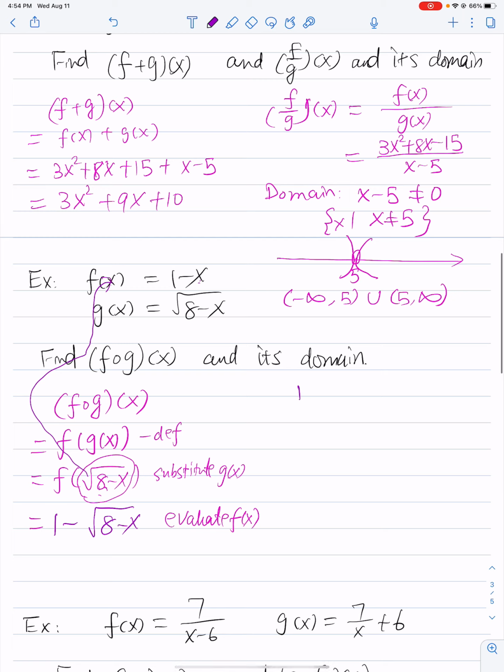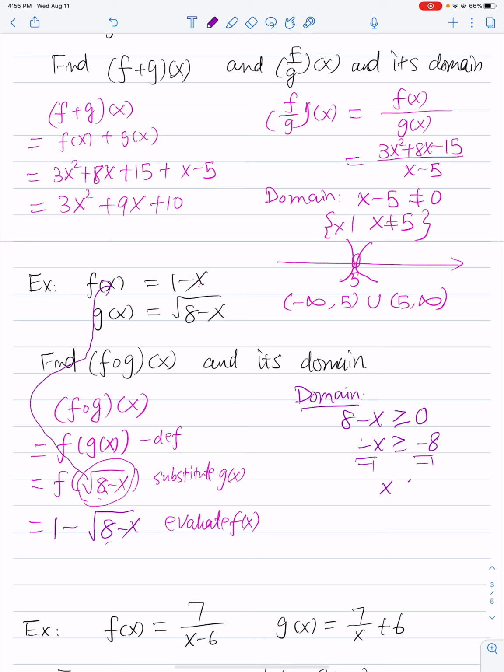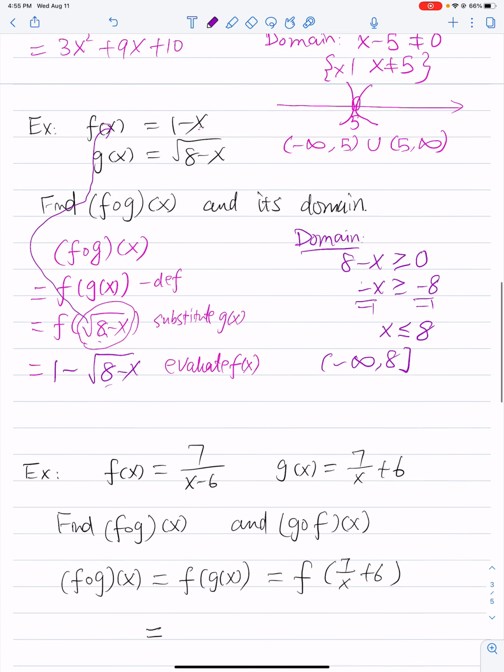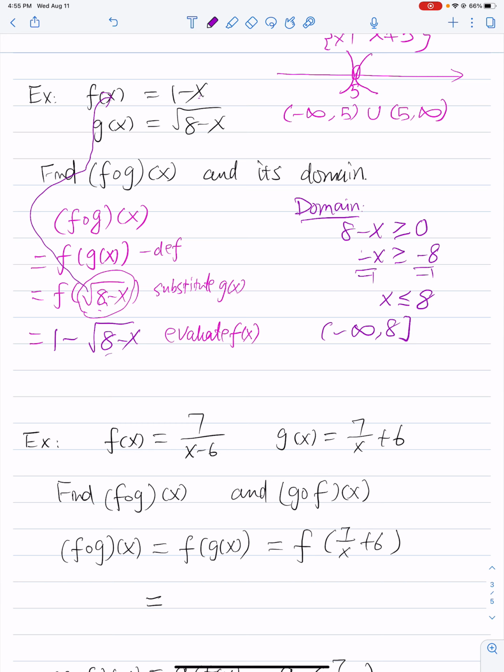Yeah. So what will be the domain then? The domain here is 8 minus x bigger than or equal to 0. Okay, I wanted you to keep the x on the left side, so negative x is greater than or equal to negative 8. Then you divide by negative 1. What happened? x is less than or equal to 8. You with me? So what will be the interval notation? Negative infinity to 8. Okay, so this is this one.